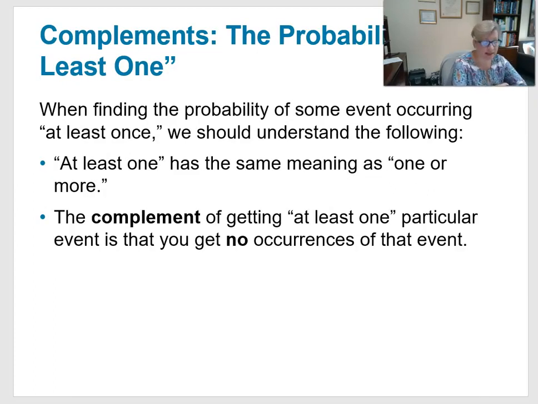Okay, complements, at least one. At least one has the same meaning as one or more. So the complement of at least one, or the complement of one or more, means less than one, which means zero. So that means you get no occurrences. If you're ever given at least one, the complement of that is none. That in itself is going to be very useful.